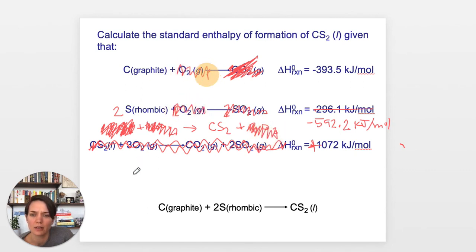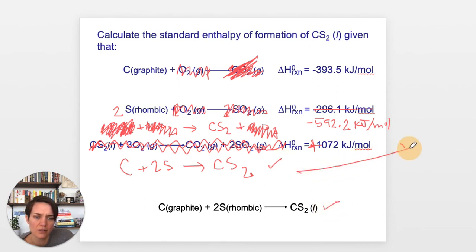So now check your work and drop things down. So we have C plus 2S is CS2. Awesome. So now I want to figure out what my delta H is. Right, so just verified that these match. Yay. Now I need to add up.